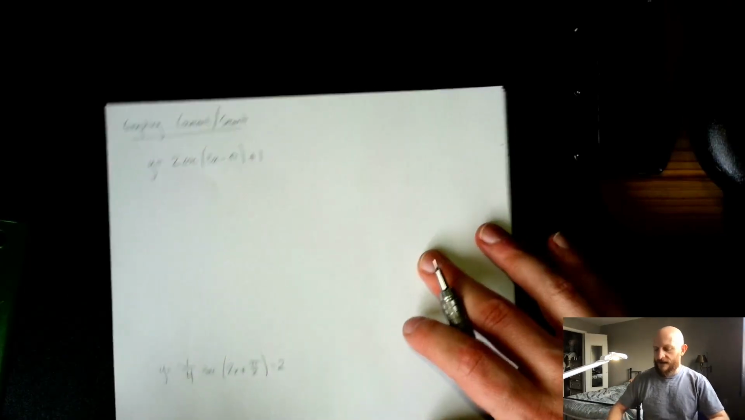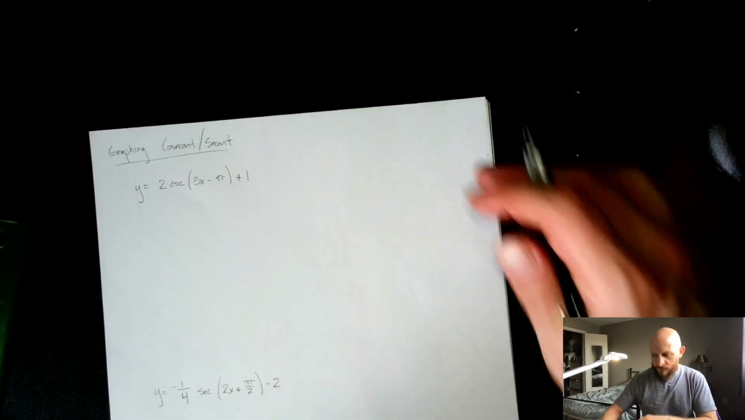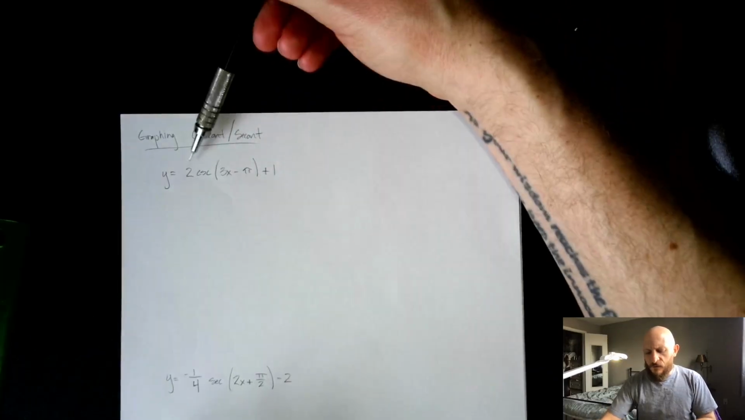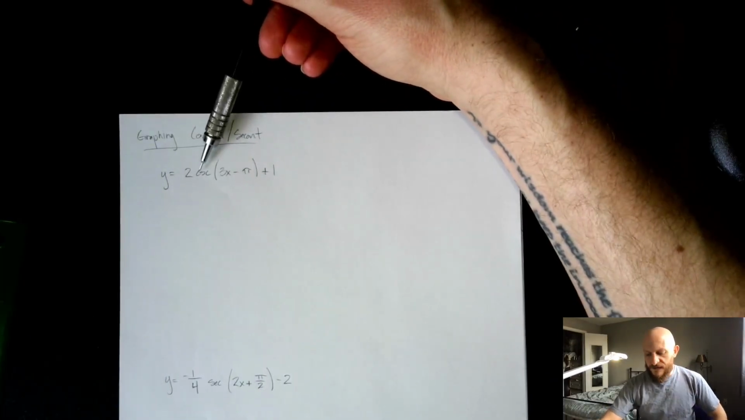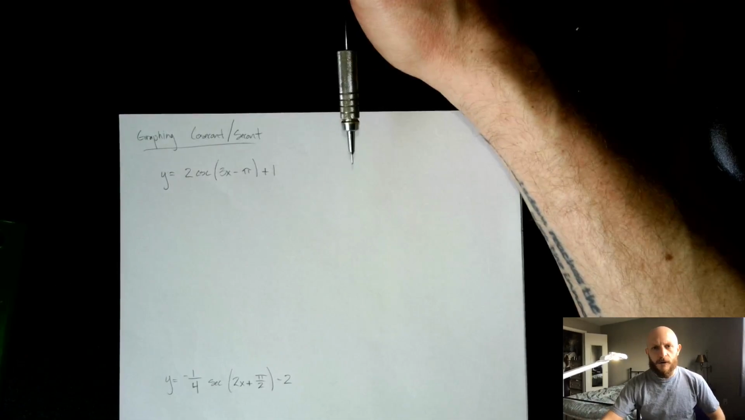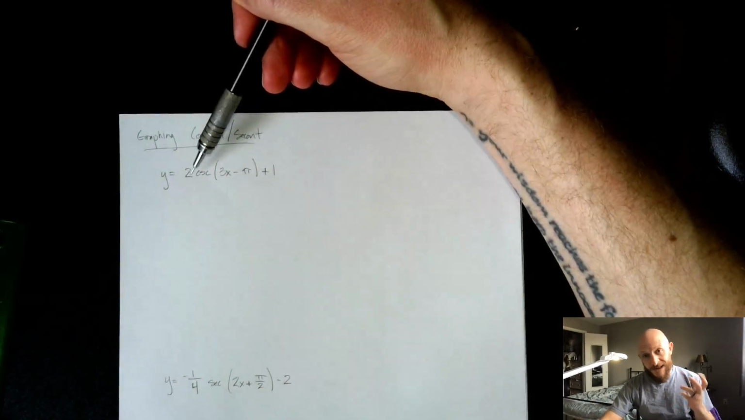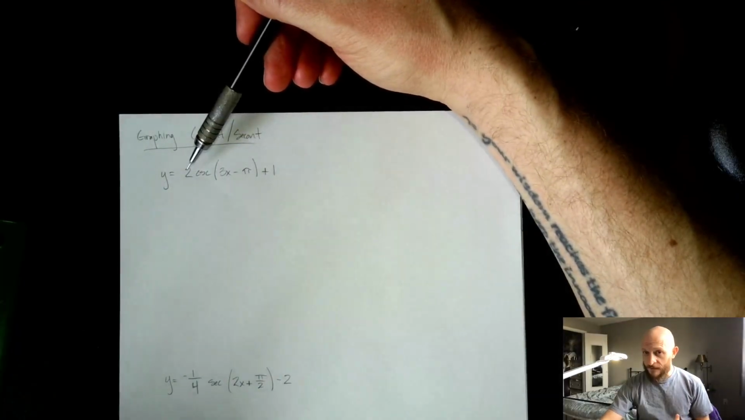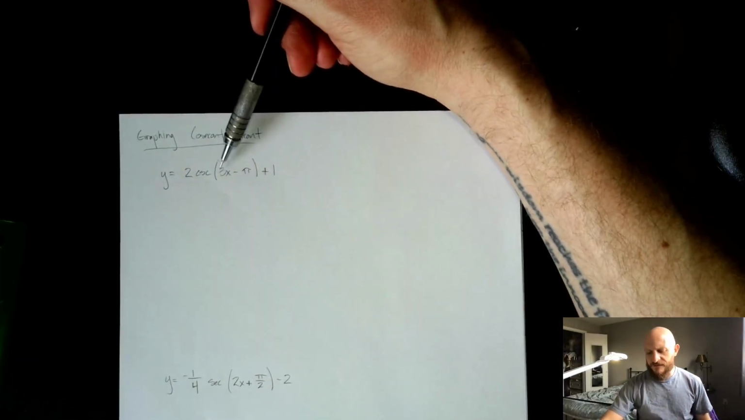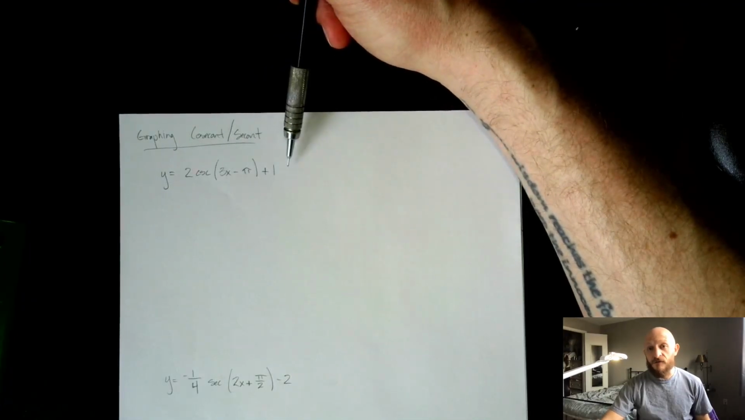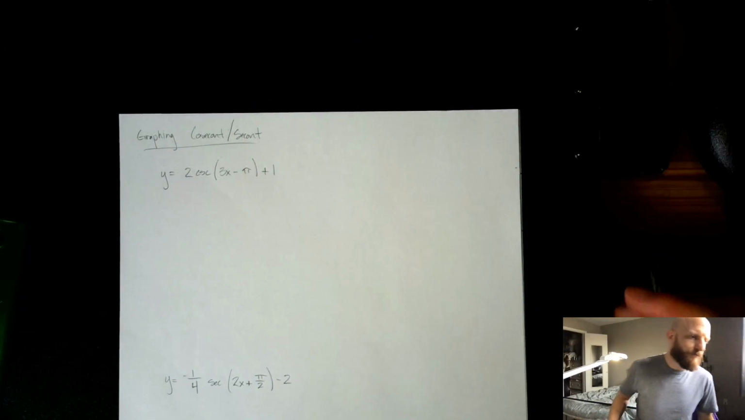So let's do that. The first thing that I want to do, this equation is a cosecant equation, so it's y equals 2 cosecant of 3x minus pi, plus 1. So it's got everything built in there. It's got some change in amplitude, which we'll talk about what that means for these functions. It's got some change of period. It's got a phase shift, and it's also got a vertical shift. It has everything in there.